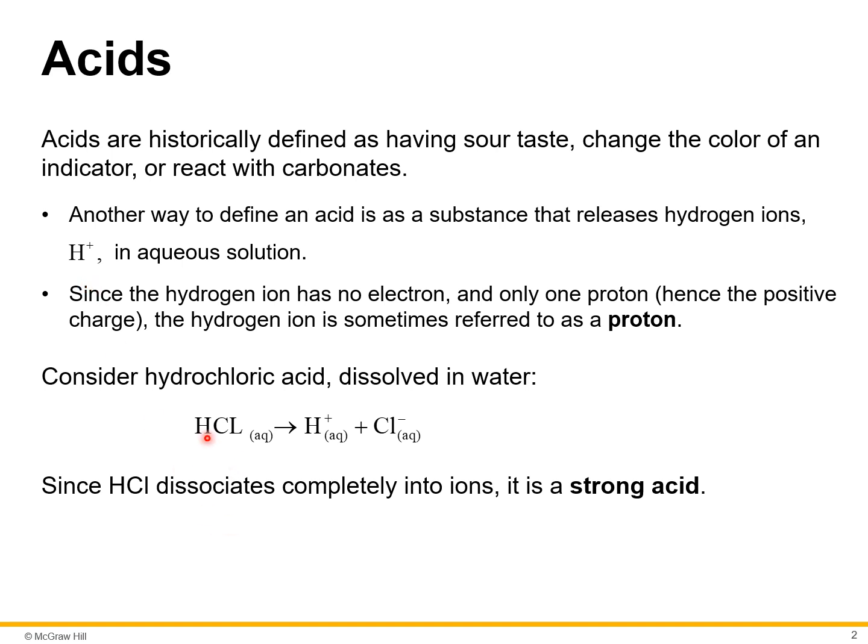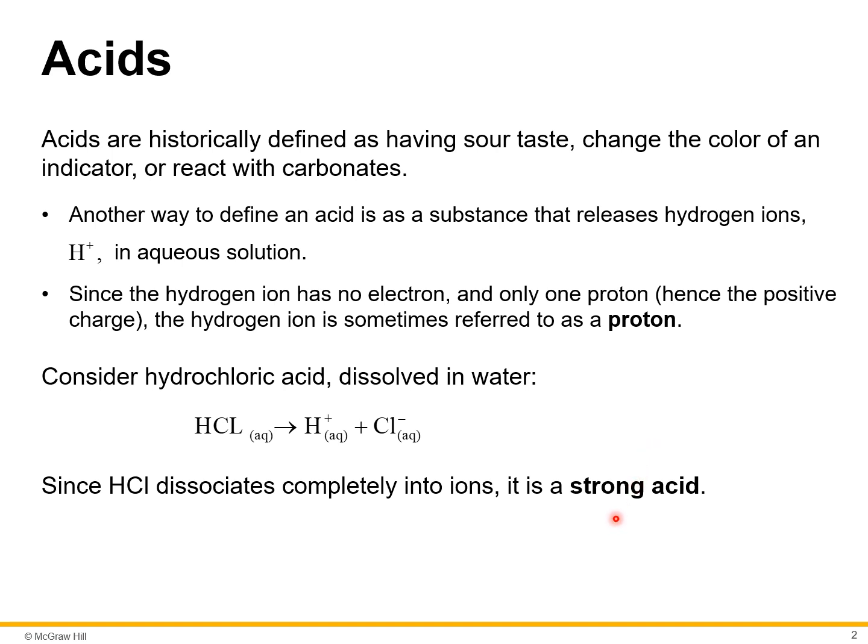So for instance, HCl, which is hydrochloric acid, when you put it in aqueous form, it will dissociate, which means it'll break down into H+ and Cl-. And we call this a strong acid. And there's 7 that are strong acids: HCl, HBr, HI, HNO3, H2SO4, HClO3, HClO4.